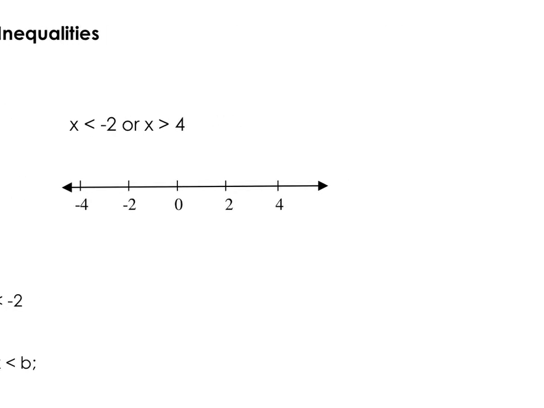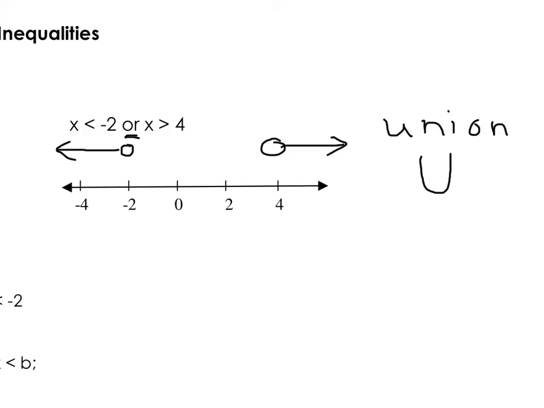Now we have x is less than -2, or we have x is greater than 4. This time we want or. That's a union. It could be just one is true, could be both are true. One or the other or both. Union is sometimes represented with just a U, a capital U.